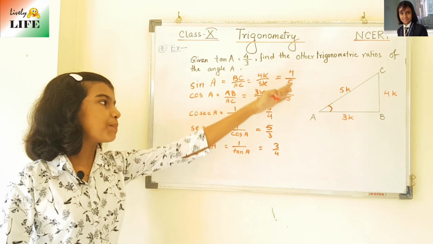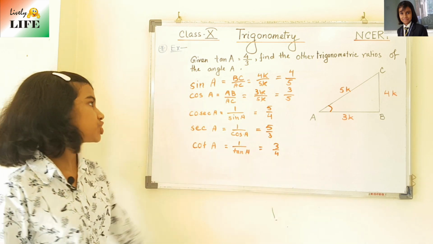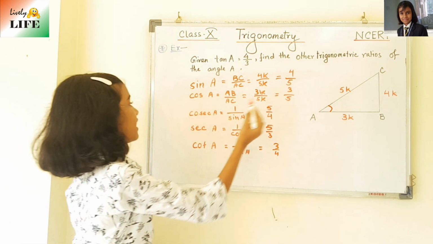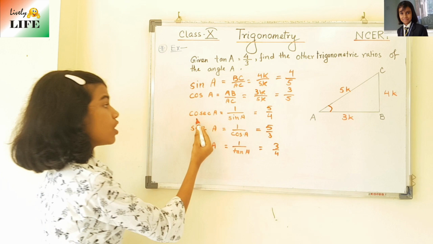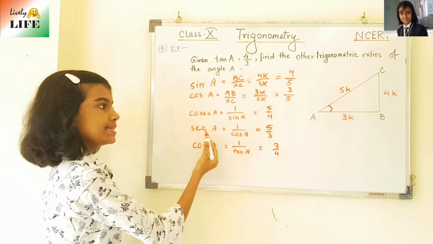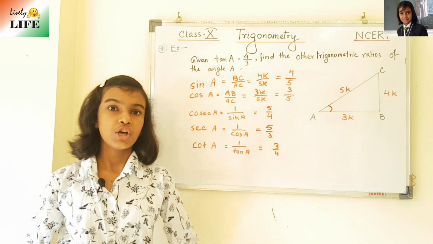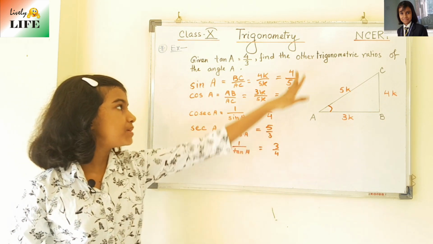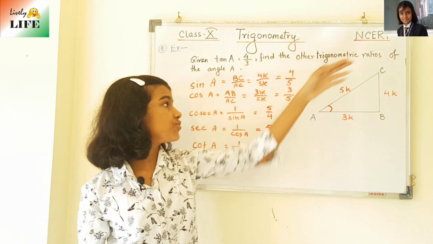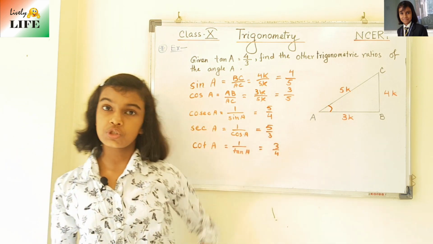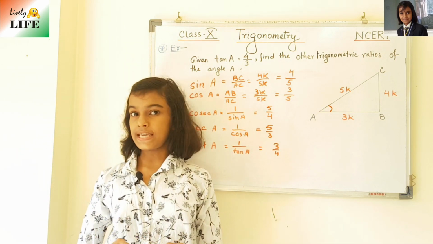Right? So we have completed all the trigonometric ratios. Sine A is 4 by 5. Cos A is 3 by 5. Cosec A is 5 by 4. Sec A is 5 by 3 and cot A is 3 by 4. So we have completed this example. We have found all the other trigonometric ratios with respect to angle A. So this was the example.